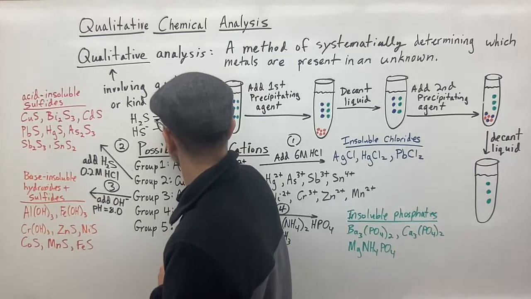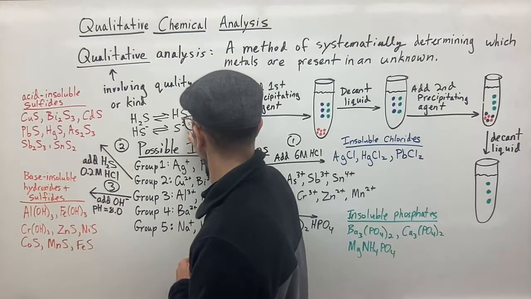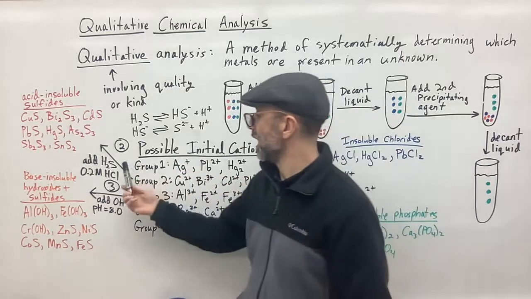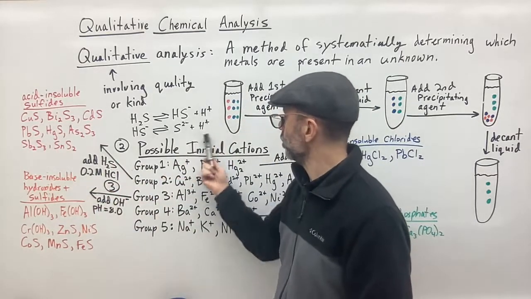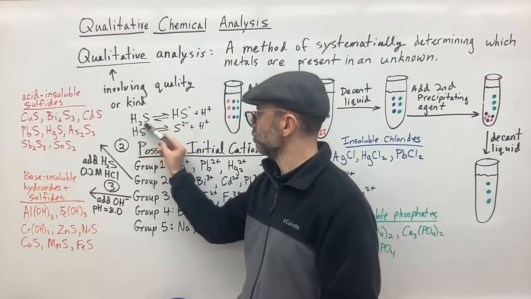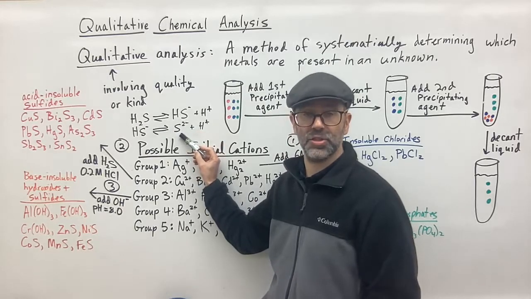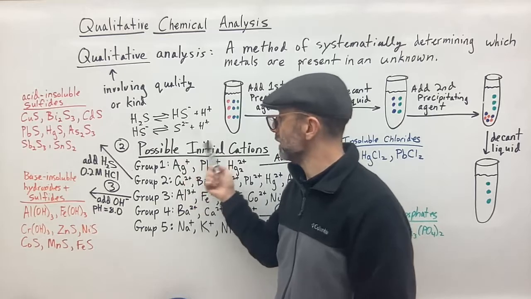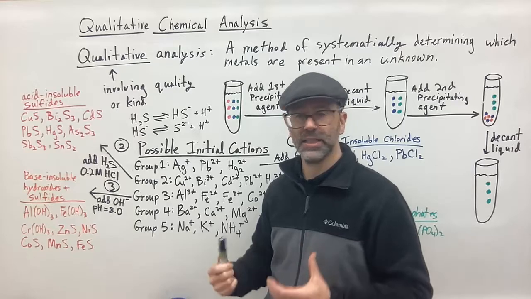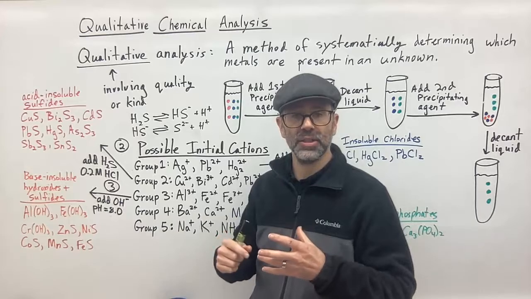This is a diprotic acid, so I have my HS minus, and that's going to ionize into S2 minus plus H plus. If I've got an acidic solution, I'm going to have a large amount of H plus, which is going to drive it toward the H2S or the HS minus. So I'm going to have a little bit of my S2 minus, my sulfide ion, but not very much. Under these conditions, I'm going to have a very tiny amount of sulfide ion in solution.